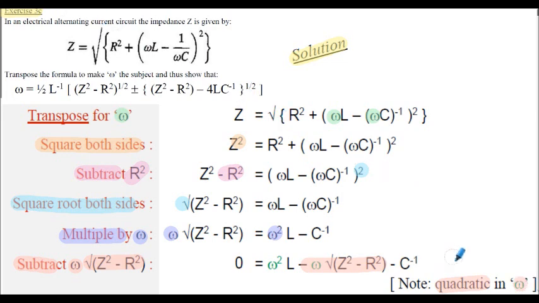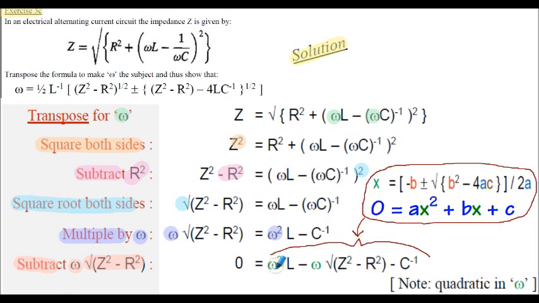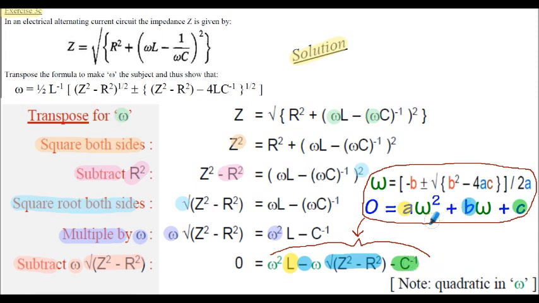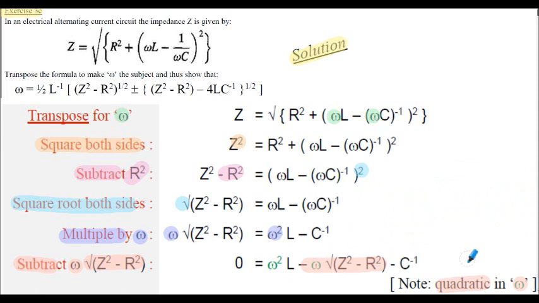Think of that as a generic ax squared plus bx plus c format. So note this equation here is actually in the quadratic form of ax squared plus bx plus c, but this is a quadratic in omega, so it's the form a omega squared plus b omega plus c. So note in this case, the a is L, the b is negative the square root of, in brackets, Z squared minus R squared, and constant lowercase c is actually equal to the negative uppercase C to the negative 1. So that's our quadratic in omega. Now we can solve directly for omega.